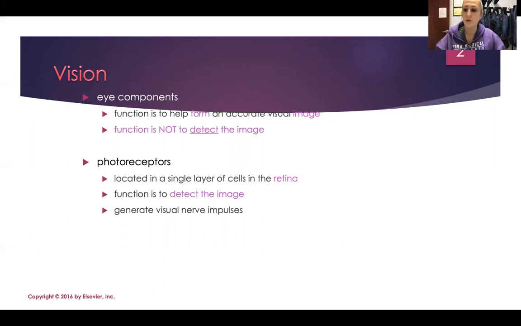So photoreceptors are really important for vision. They are located in a single layer of cells. So that way, if they're being stimulated, it's only one layer. It doesn't have to get deep or superficial or anything like that. And those are located in the retina, which we'll go over in a different part. The retina is the structure that lines the back of the eyeball, and its function is to detect an image and generate those visual nerve impulses to send to the brain.